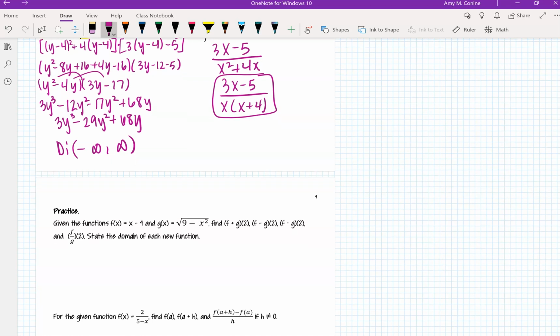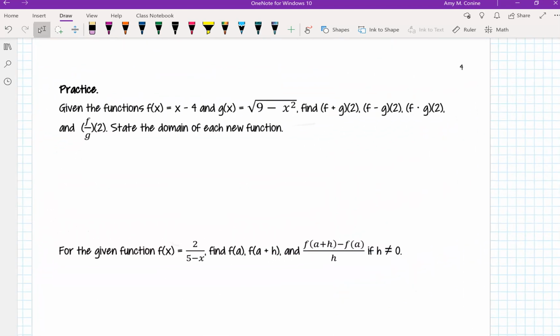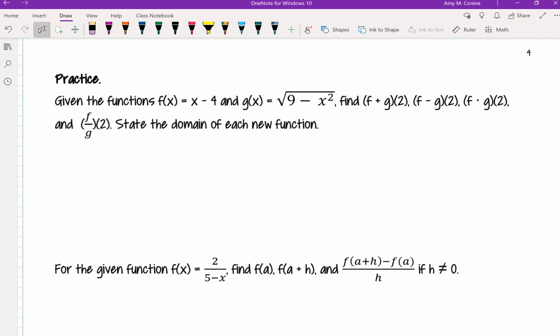Okay, so what I want you to do is I want you to go ahead and do this first practice problem. Okay, so given the functions f of x equals x minus 4 and g of x, you have f plus g, f minus g, f times g, and f divided by g. Try doing your domain, but it's not a big deal if you don't. I'm going to do it in there anyways, but I would try doing it since you're going to have to know it for future sections. So go ahead and do that now.